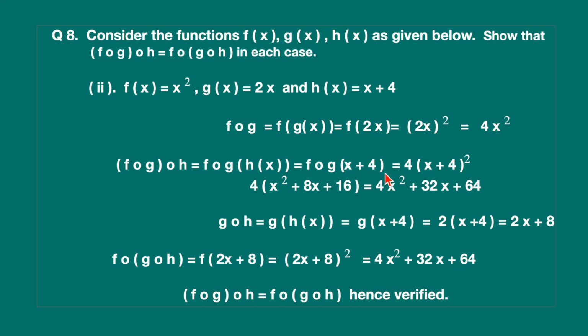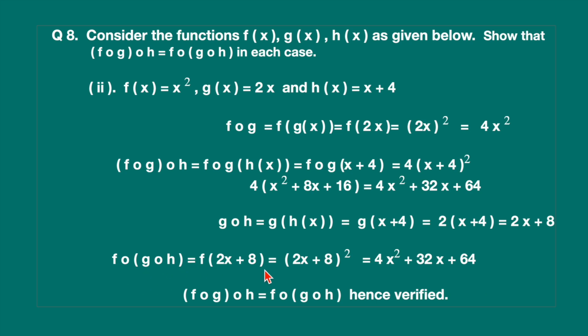fog at h(x). fog at x is 4x square. So in place of x you have to write x plus 4. So write down 4 into x plus 4 the whole square. Simplify, open the bracket, you get 4x square plus 32x plus 64. This is the LHS. Let's do the RHS. First goh, g of h(x), substitute, you will get 2x plus 8. goh is 2x plus 8. Now f at goh.